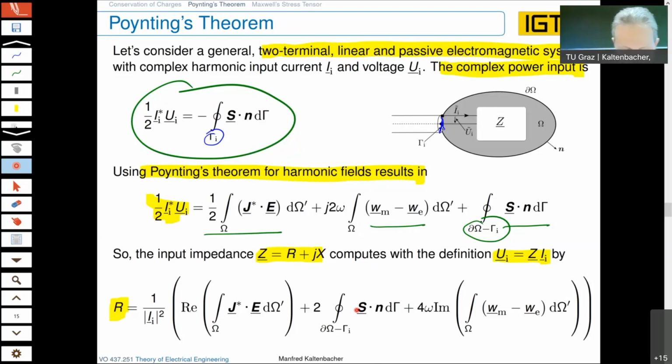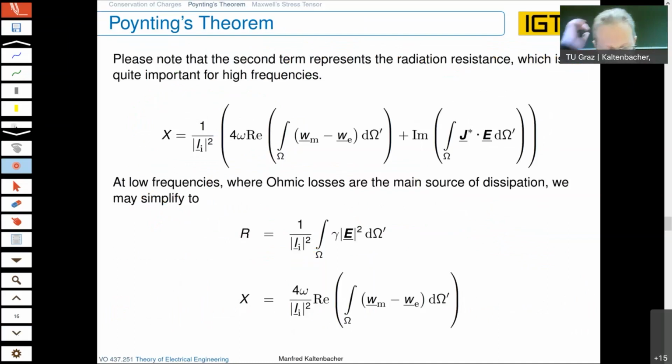And since we have here this j omega, we have here to take the imaginary part. Why we have here this 2 and here this 4, we have here 1/2. And therefore you get here these additional terms 2 as well as 4. Okay, so you see this is the expression you would have to evaluate in order to get the real part, and in order to get x, the imaginary part.